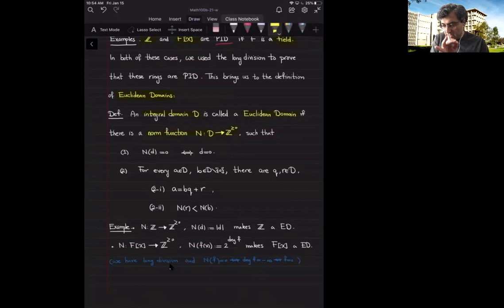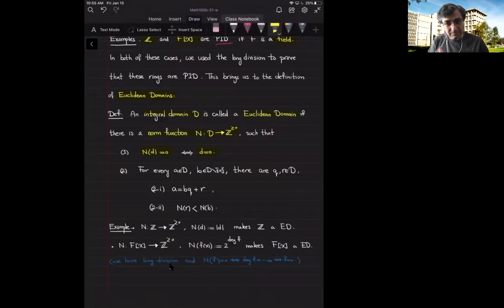So a function from the integral domain D to the non-negative integers with the following properties. The only element that goes to 0 is supposed to be 0. So 0 goes to 0, and only 0 goes to 0. The norm of 0 is supposed to be 0, and the only thing that has norm 0 is supposed to be 0. That's the first property.